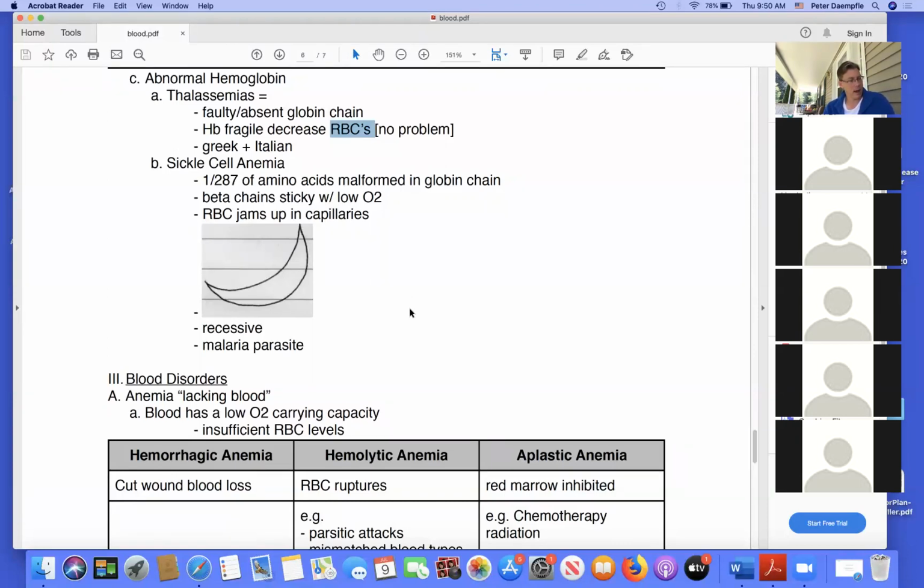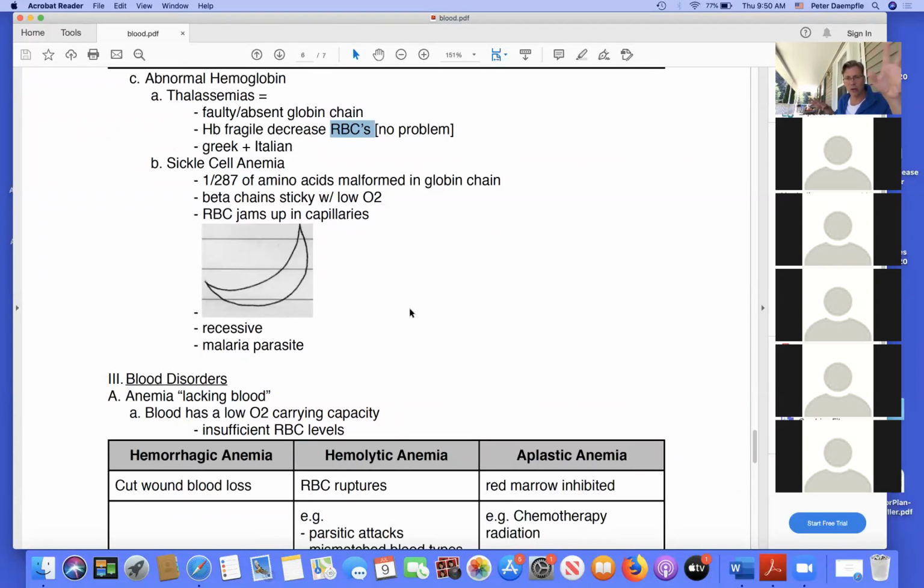And obviously, there is a benefit. Many of you may have heard this. Well, first let me talk about the disorder. Sickle cell anemia is a recessive trait. It's inherited. If it's inherited with a normal trait, you don't even have it. You only get symptoms, real serious symptoms, when you have two genes, inherited from both parents for sickle cell anemia.